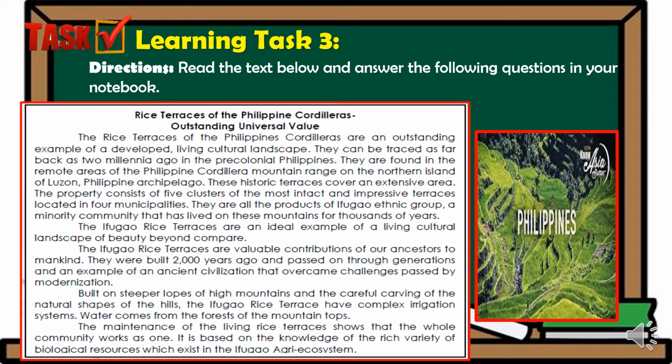They were built 2,000 years ago and passed on through generations, and an example of an ancient civilization that overcame challenges passed by modernization. Built on steeper slopes of high mountains and careful carving of the natural shapes of the hills, the Ifugao rice terraces have complex irrigation systems. Water comes from the forest of the mountain tops. The maintenance of the living rice terraces shows that the whole community worked as one. It is based on the knowledge of the rich variety of biological resources which exist in the Ifugao agri-ecosystem.